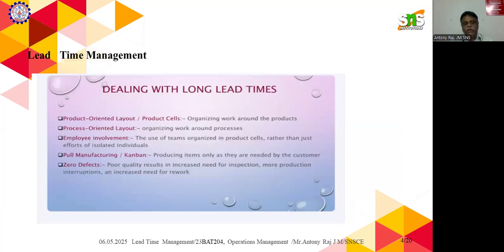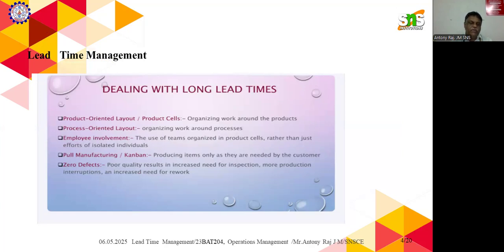So, dealing with lead time management, there are some techniques with respect to lead time management. One is product-oriented layout, when you have your manufacturing layout restructured in a way where you actually produce based on the product, then what happens? The lead time actually will get controlled.